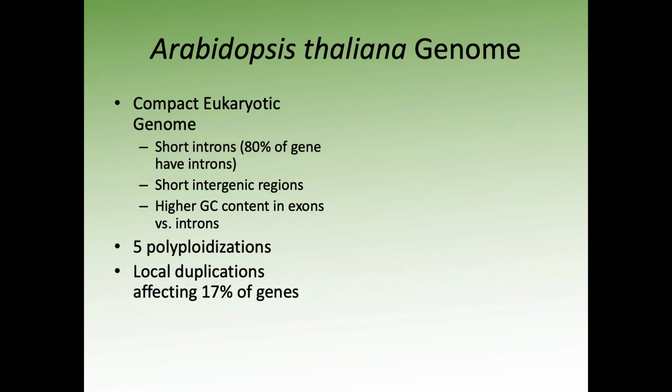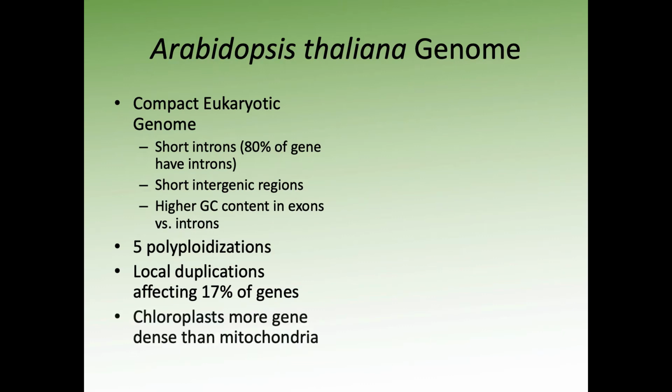Plants can be challenging because they often have experienced polyploidization events that can lead to large whole genome duplications, as well as we see evidence of local duplications affecting approximately 17% of the genes. So it seems like duplication is going to have a lot of effect on what we're looking at in Arabidopsis thaliana.